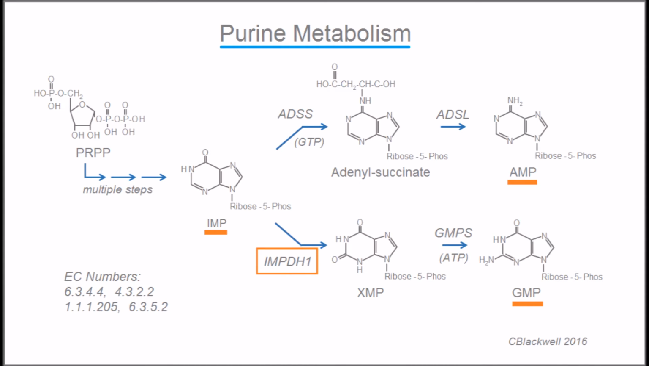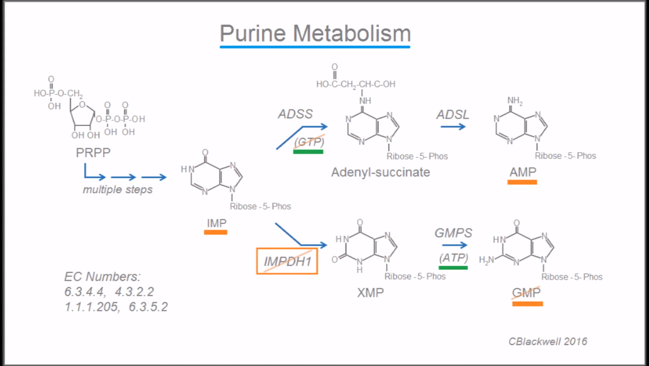IMPDH1 controls the synthesis of GMP. Note the last reaction pathway requires ATP, while the adenosine pathway requires GTP. In normal cells, this neat little cross supply regulates the synthesis of each so that they are produced in nearly equal quantities.